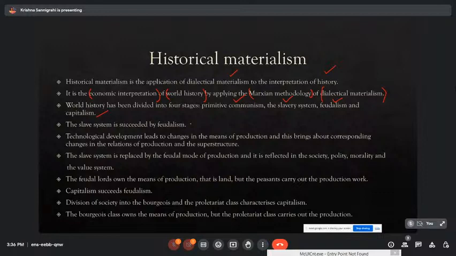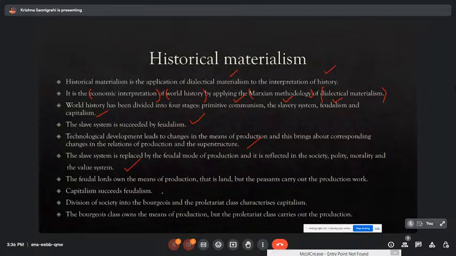So, first, the slave system is succeeded by feudalism. Technological development leads to changes in the means of production, and this brings about corresponding changes in the relations of production and the superstructure. The slave system is replaced by the feudal mode of production and is reflected in the society, polity, morality, and the value system. The feudal lords own the means of production, that is land, but the peasants carry out the production work.